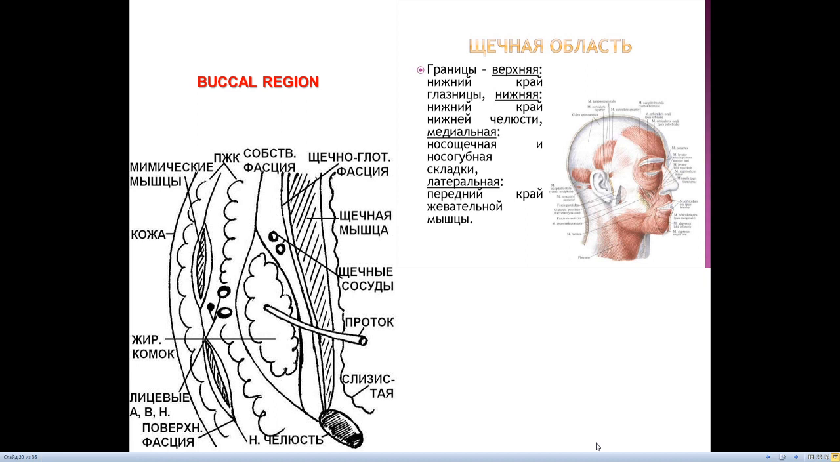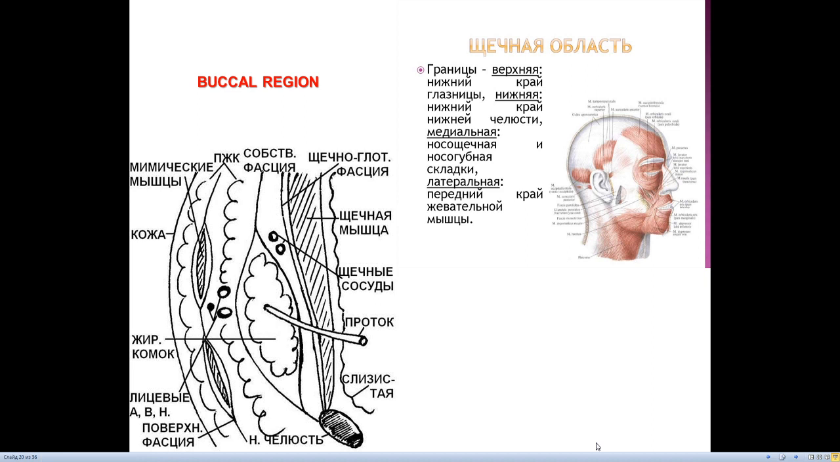Pharyngobuccal fascia covers the buccal muscle and attaches to the inferior jaw. Buccal muscle is the most deeply located muscle of facial expression. Through it passes the duct of the parotid gland.